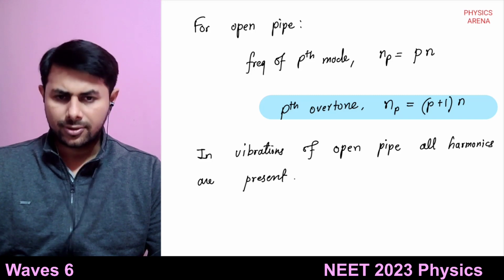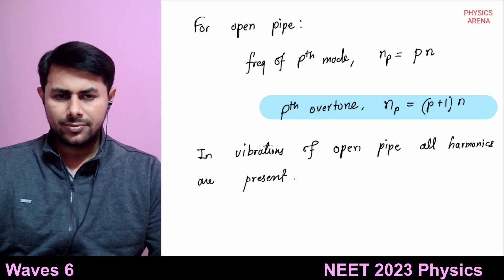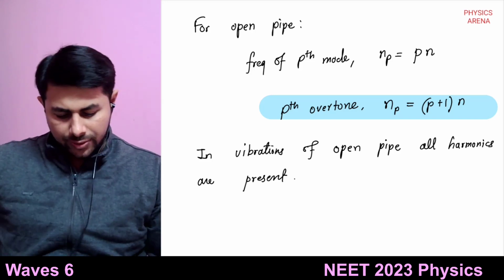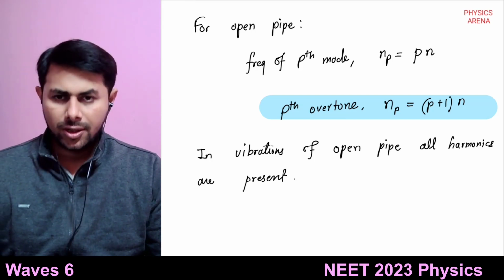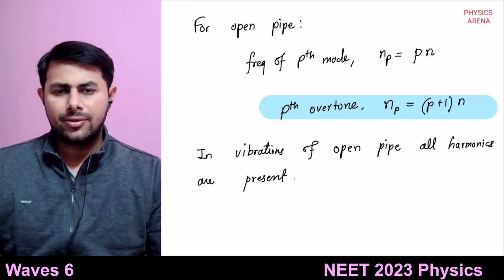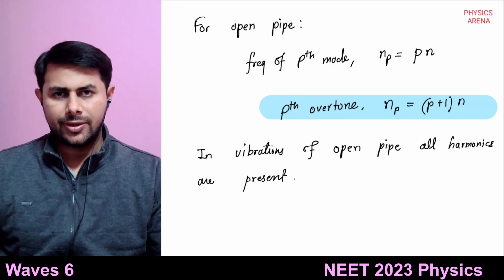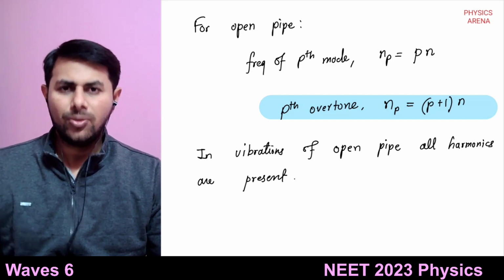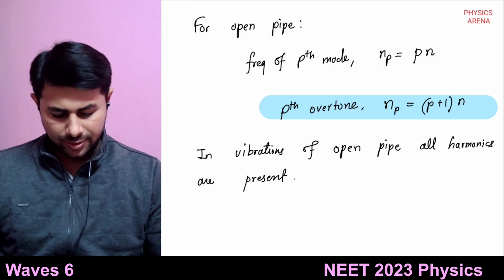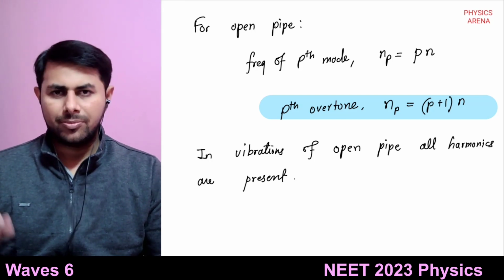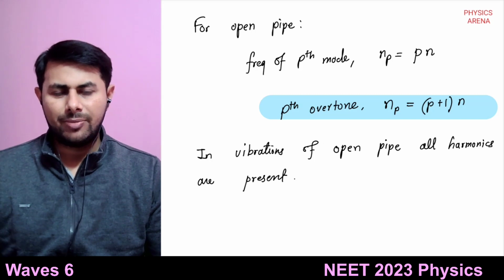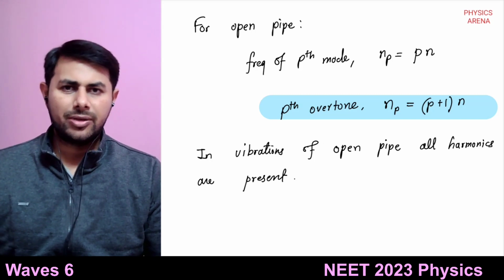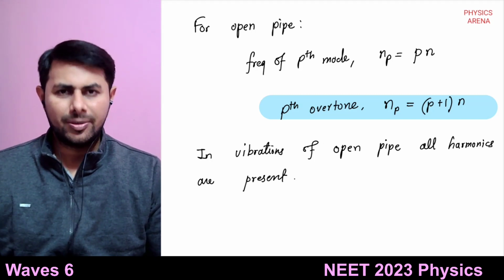Okay, so got it? Yes, no? Any question? So now, which pipe, open or close, has a richer set of frequencies? It is open pipe, right? So you make musical instruments using open pipe because more number of frequencies are present in case of open pipe.